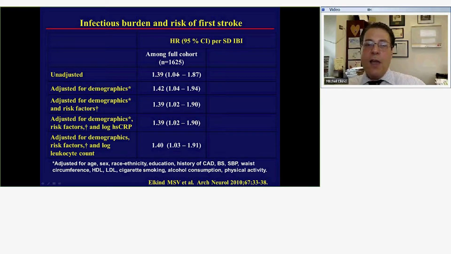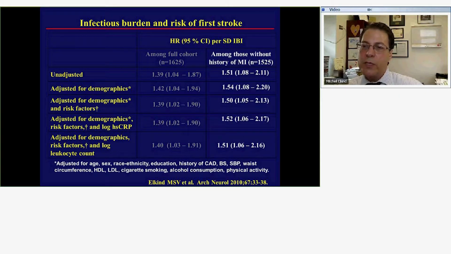Okay. And even after adjusting for demographics, risk factors, even for CRP and white blood cell count, you can see that effect, that 40% increase in risk, stays essentially the same. And that was in our full cohort. And then we also did have people with a history of heart disease. When we excluded them, the effects were still present and, in fact, a little bit stronger.